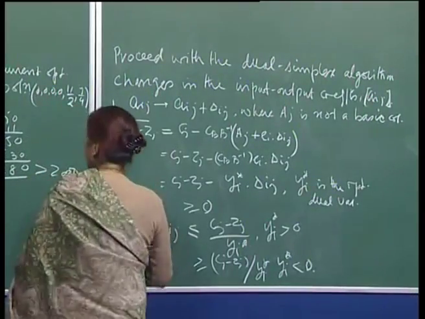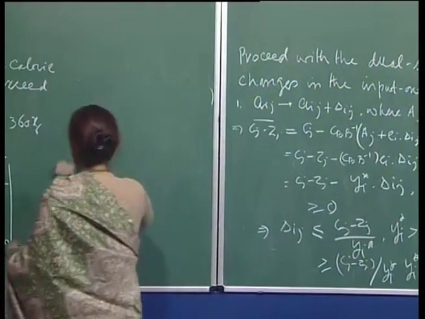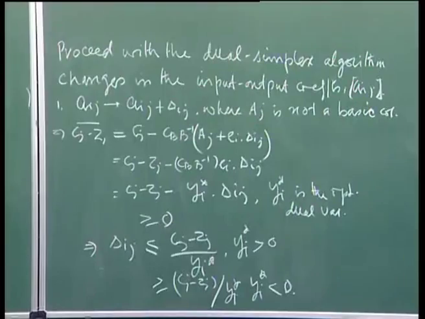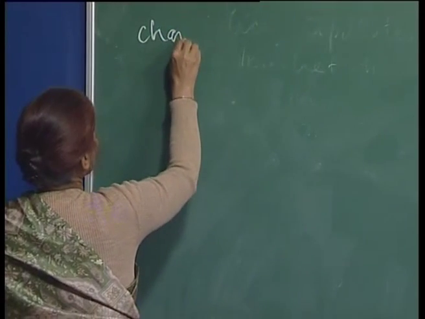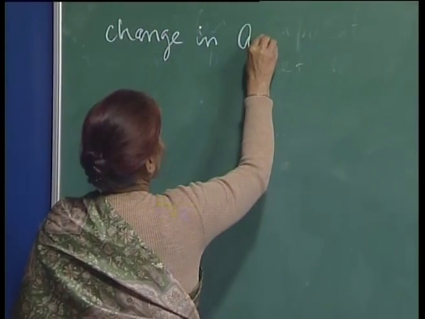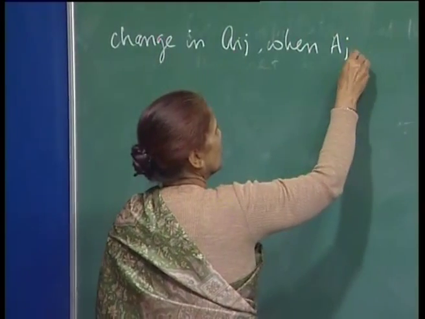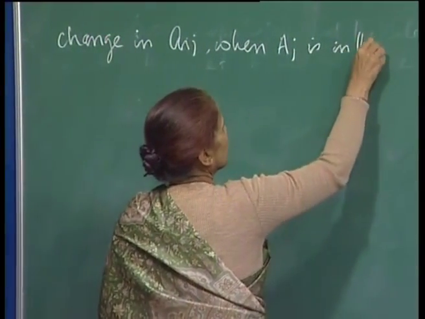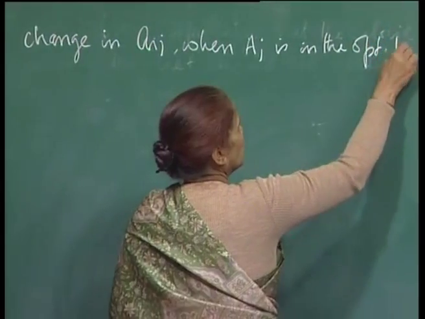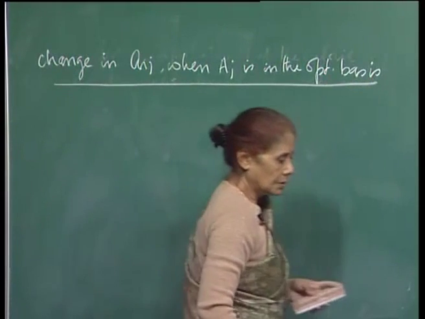Now, in case the Cij changes for the basic variable Aij, then you have to do more work, and let us see how we take care of it, and then I will show you through an example. So, change in Aij when Aj is in the optimal basis. Okay. So, we want to look at how to take care of this.